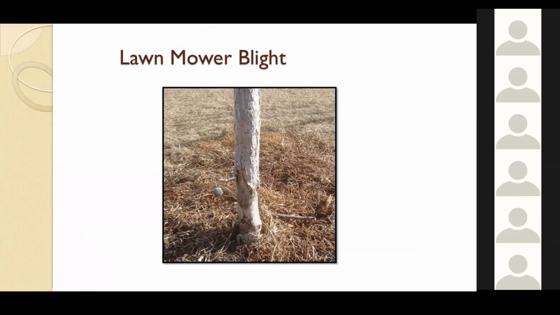Another one that you can get is lawnmower blight. So if you mow too close to the trees, you may end up nicking the bottom portion of it right at the crown. It's what we like to call lawnmower blight.